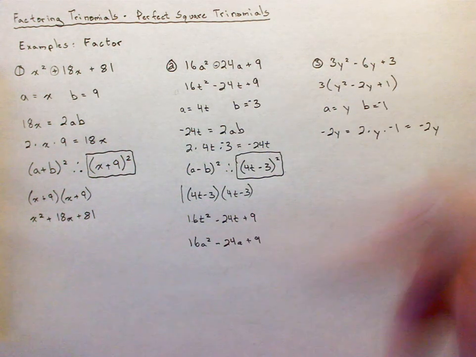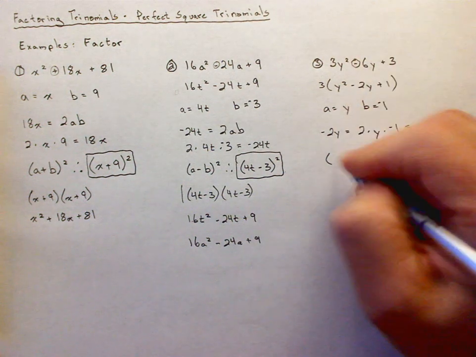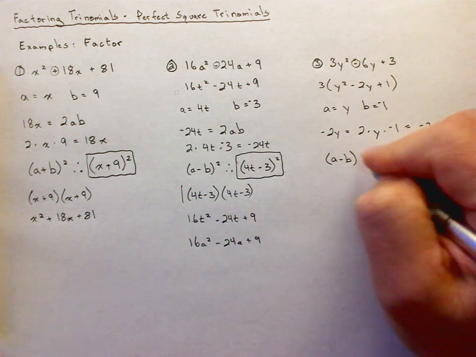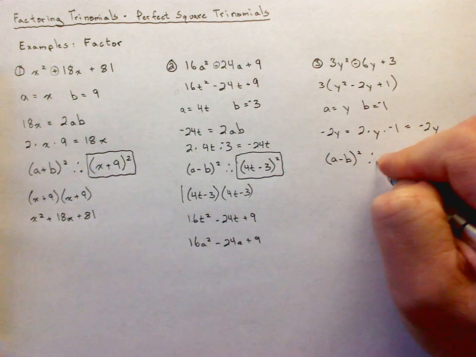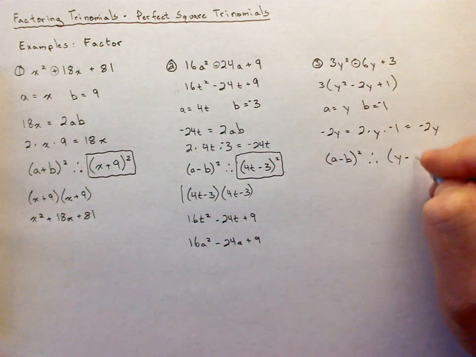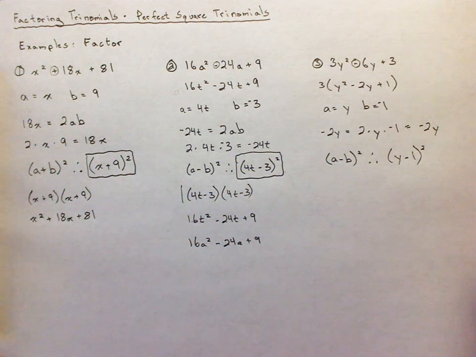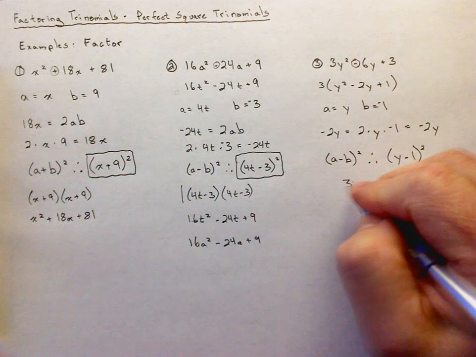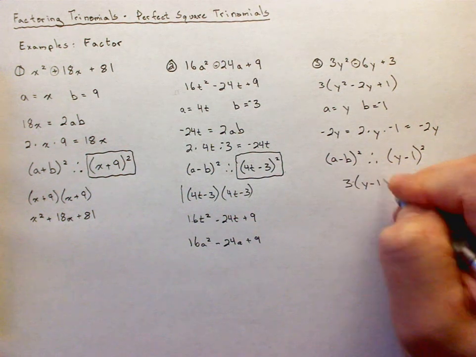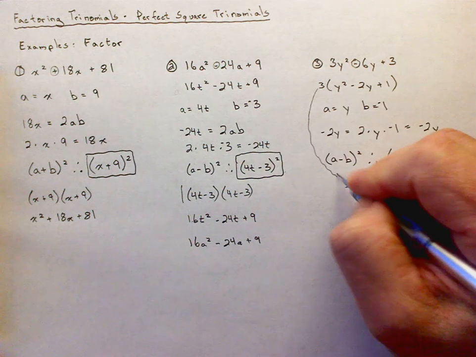So now I simply say, look at my sign, it's negative, so I have a minus b squared. Therefore, a is y and b is a negative 1 squared. 3 times y minus 1. That 3 is from up there. I've got to make sure I include that.